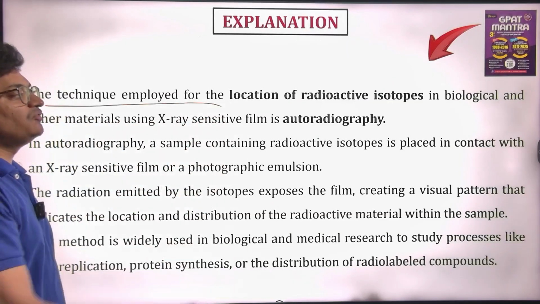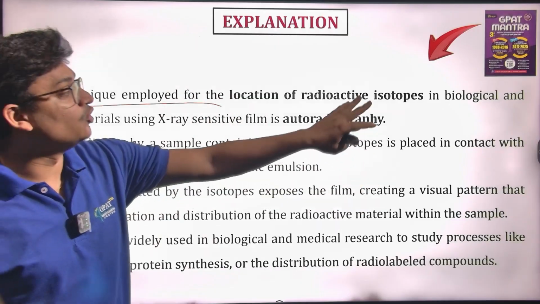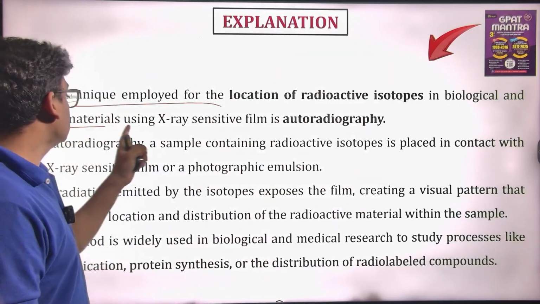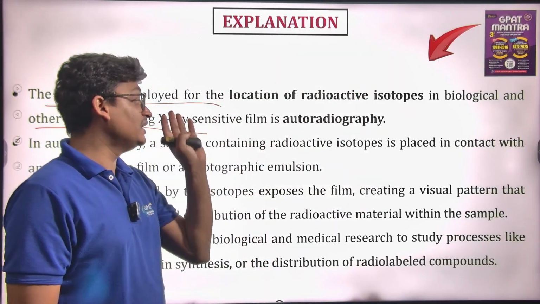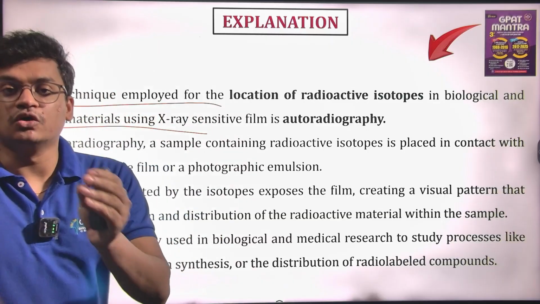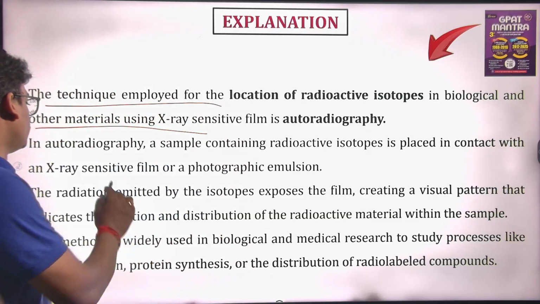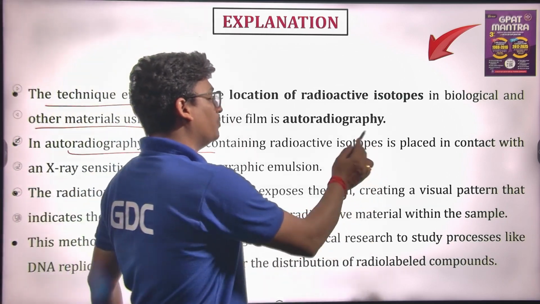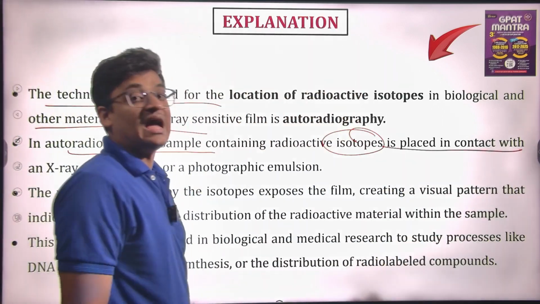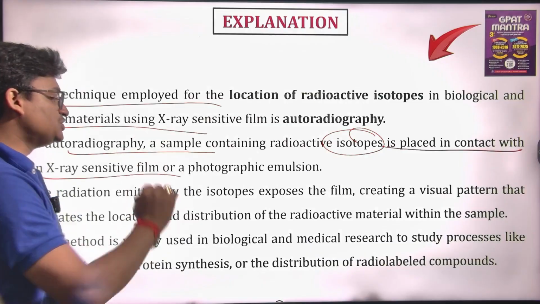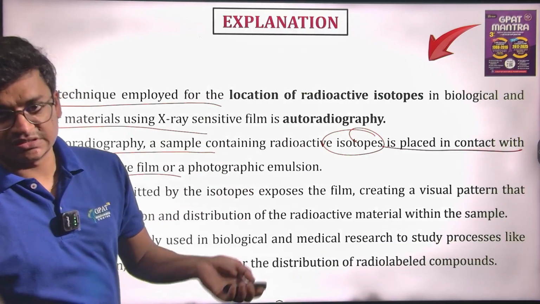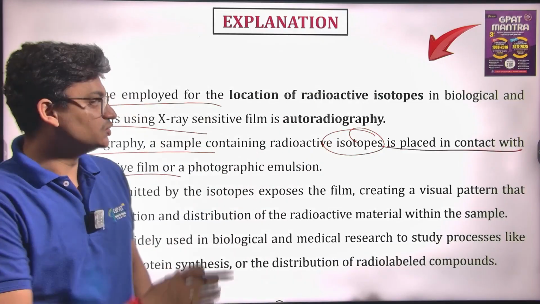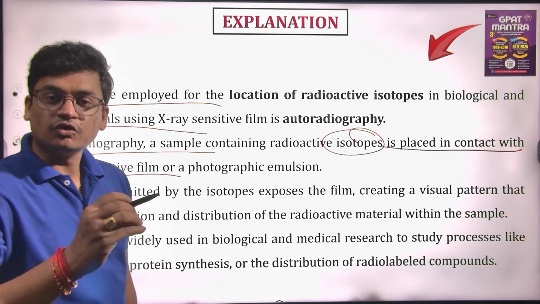The technique employed for the location of radioactive isotopes in biological and other material using X-ray sensitive film is known as autoradiography. In autoradiography, a sample containing a radioactive isotope is placed in contact with the X-ray sensitive film or a photographic emulsion. So this is how this technique works. So the right answer is autoradiography.